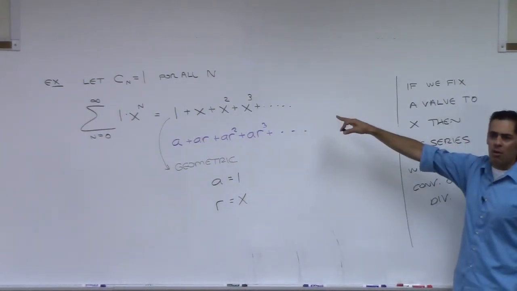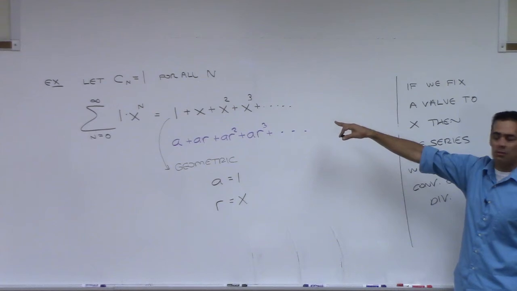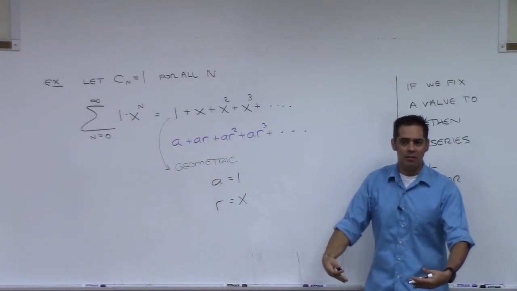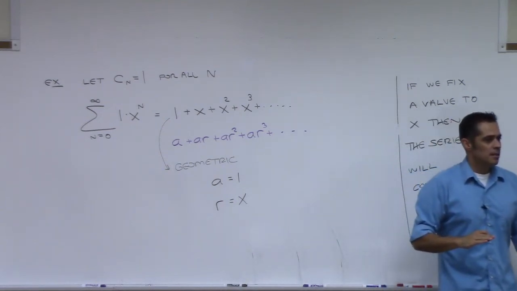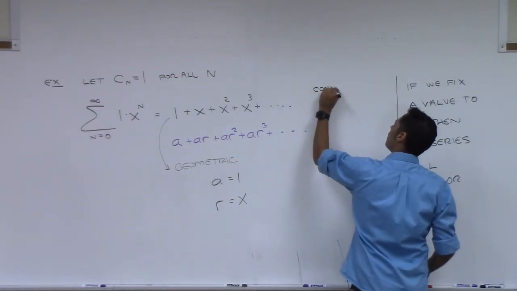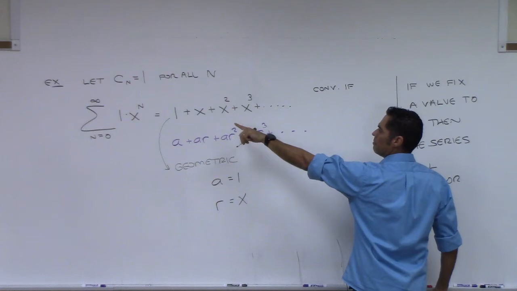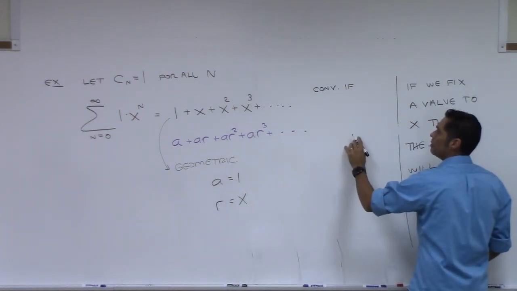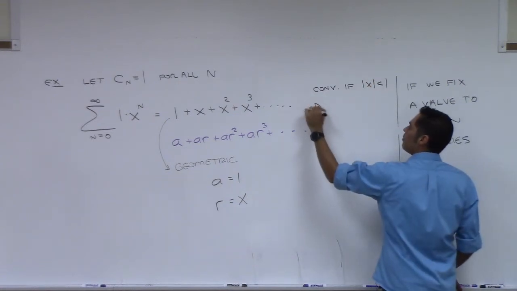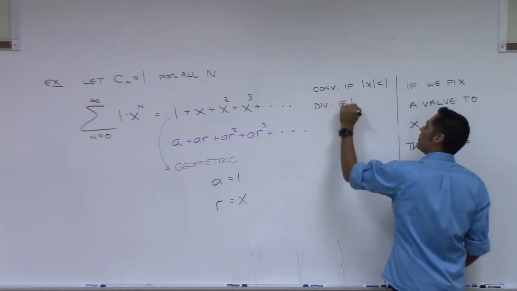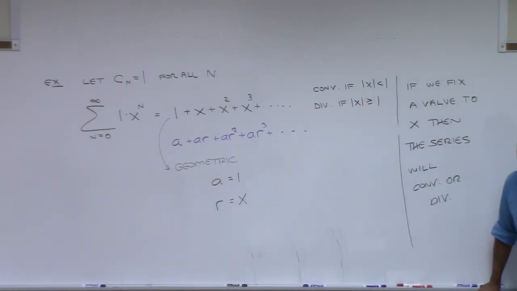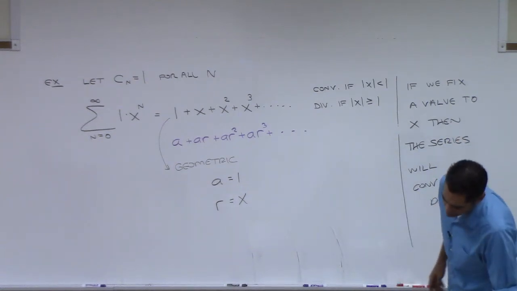And so will this power series converge or diverge? It depends on x, right? This power series will converge if the absolute value of x is less than 1, and it will diverge if the absolute value of x is greater than or equal to 1. Do y'all agree with that? Okay.